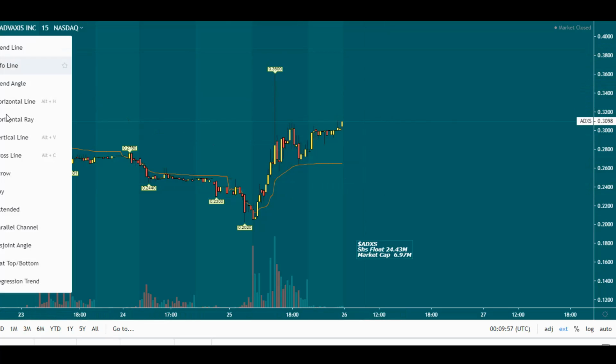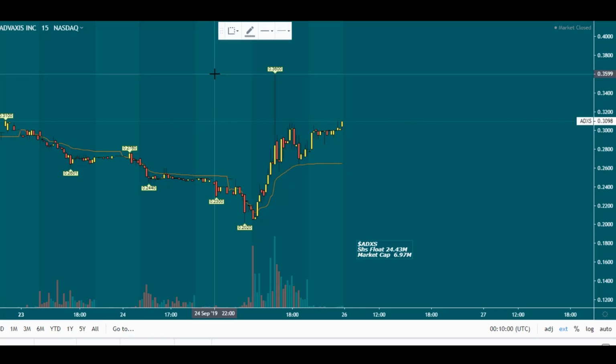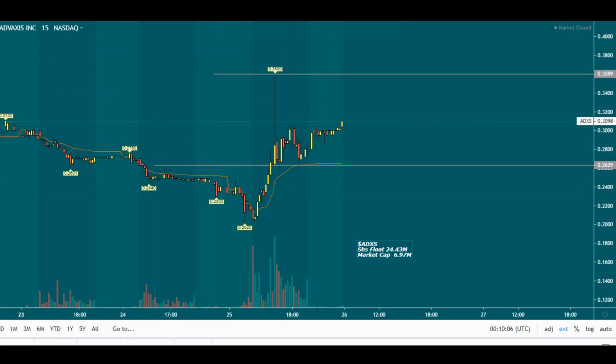Let's go ahead and draw our support and resistance. We got our resistance up here at 36 cents. We got our support down here at about 26 cents. And then we got our median sitting right here at about 31 cents, it looks like. And you can see that we're just below the median, just touching off the median here.